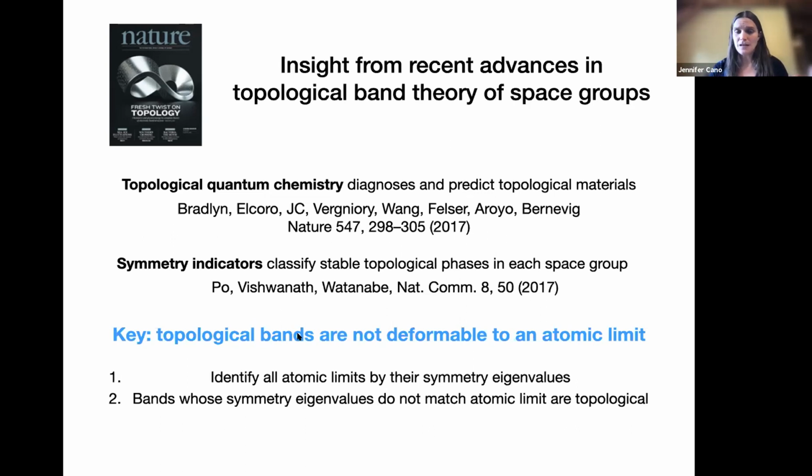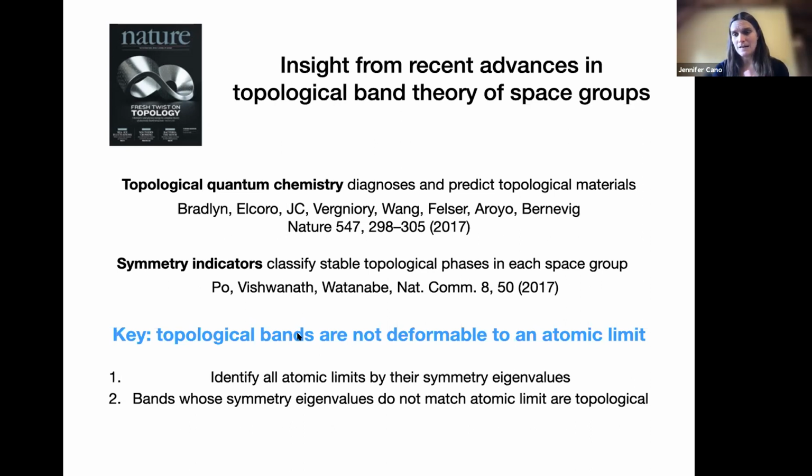A topological band structure, which is not equivalent, would require a gap closing and reopening. And so a topological band should be one which is not deformable to any of these atomic limits, because all of these atomic limits are going to be our definition of a band insulator. So that's what the key idea is. Topological bands are those which cannot be deformed to an atomic limit.